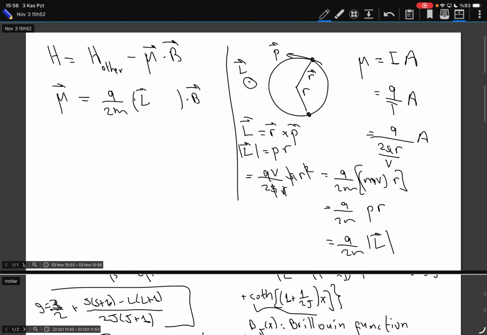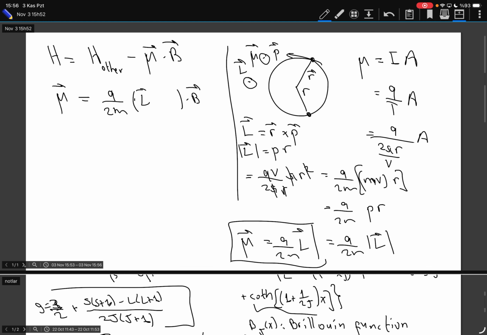And the direction of the magnetic dipole moment, if there is a current running counterclockwise, if, let's say, Q is positive, then this current is running in the counterclockwise sense. Again, your right-hand rule tells you that mu is also out of the screen. So mu, as a vector, is q over 2m times L.